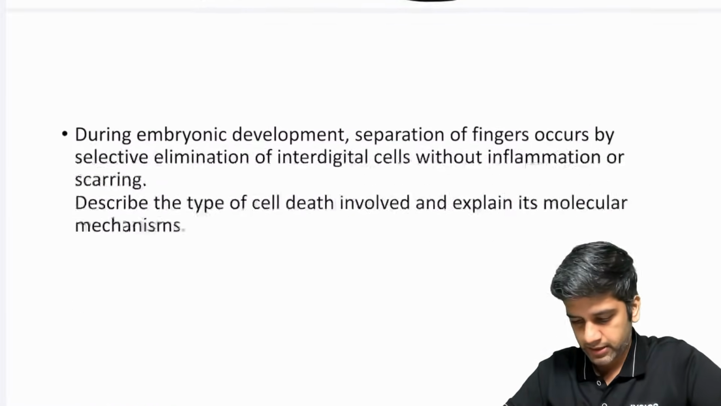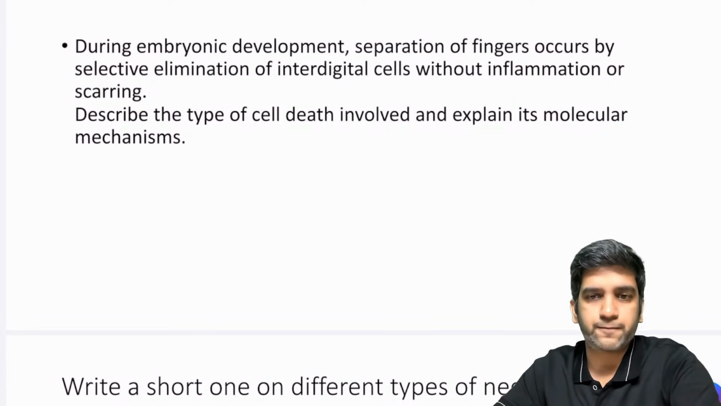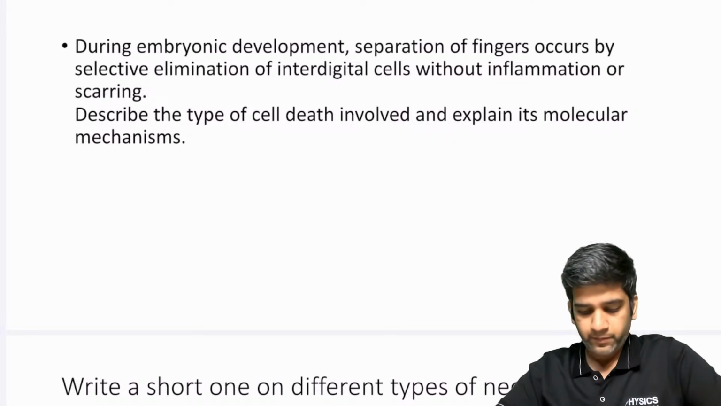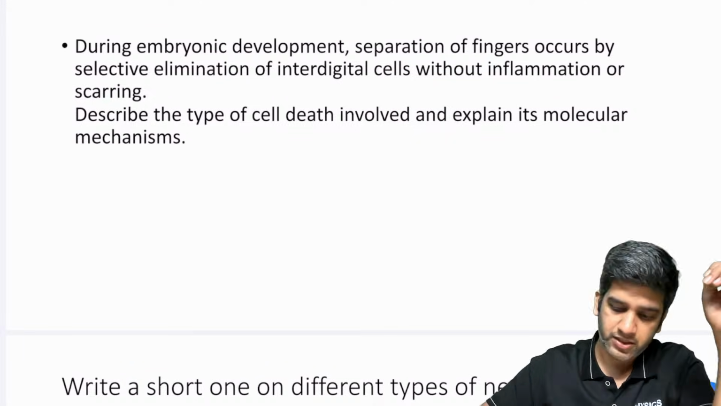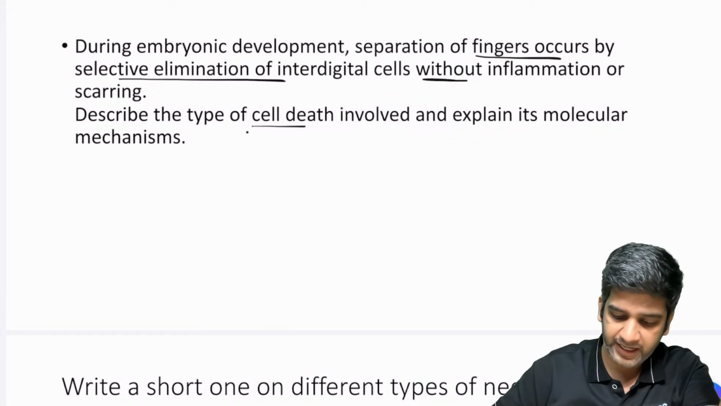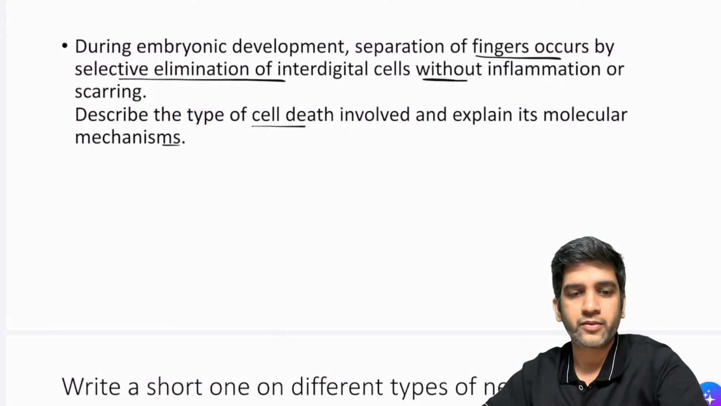Perfect. Next one. What do you guys think is the answer? During embryonic development, the separation of fingers occurs by selective elimination of interdigital cells without inflammation. Describe cell death in this scenario and explain the molecular mechanisms.